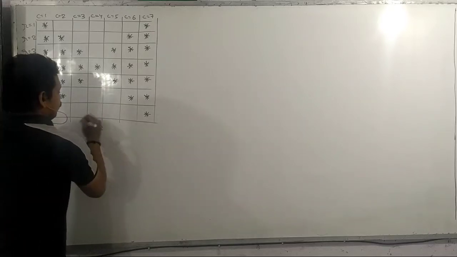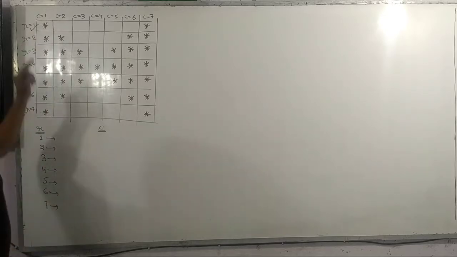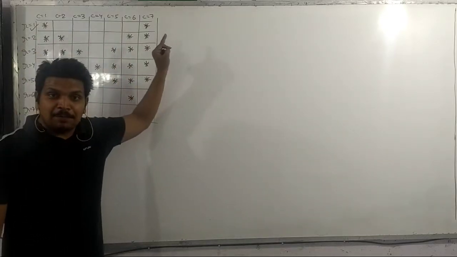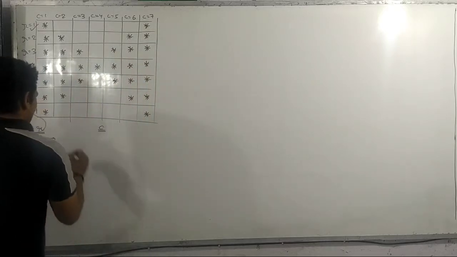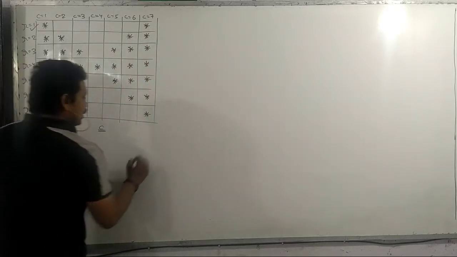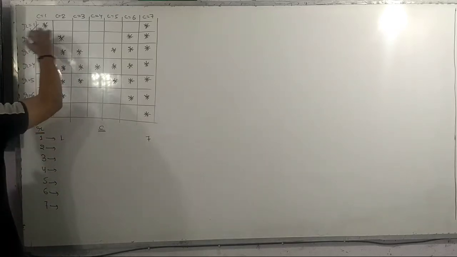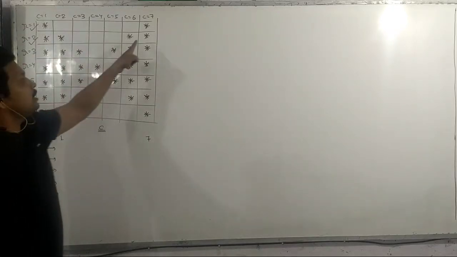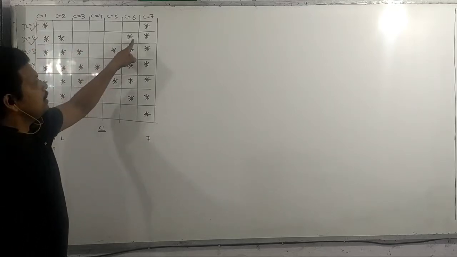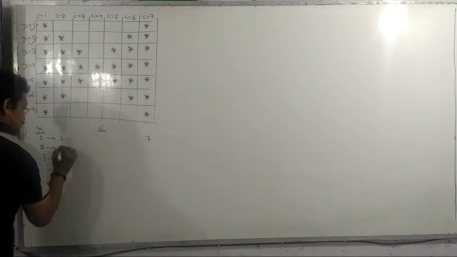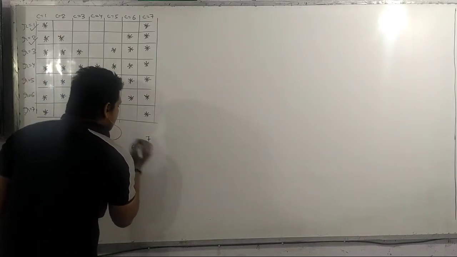When R is equal to 1, on which values of C the stars are getting printed? When C is equal to 1 and C is equal to 7. Now when R is equal to 2, on which values of C the stars are getting printed? When C is equal to 1, 2 or 6, 7.